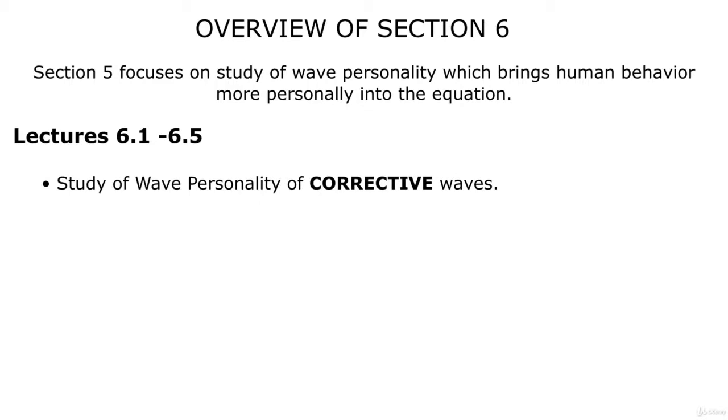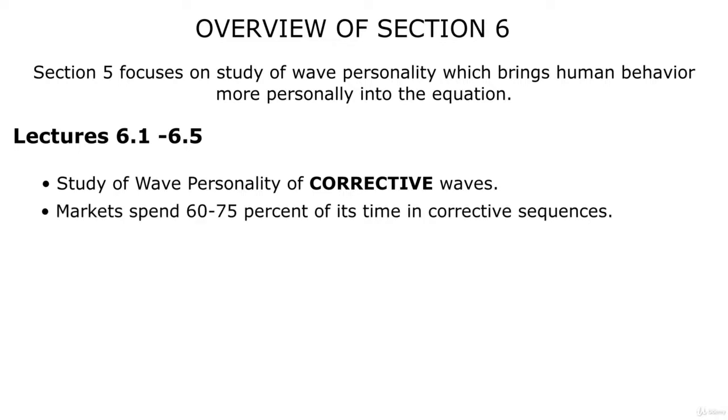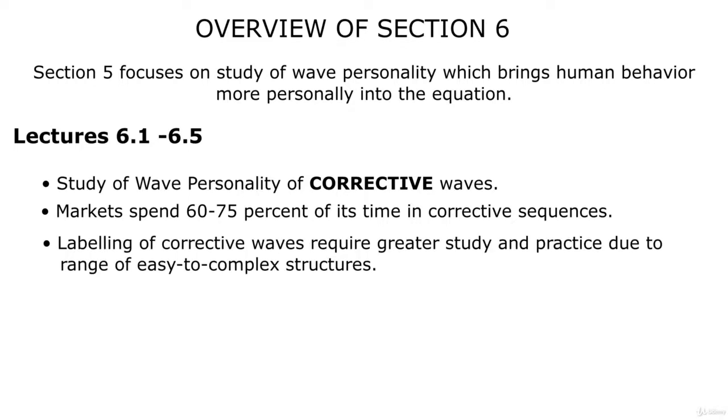In the first 5 lectures of this section, you will study wave personality of the corrective waves within a complete Elliott wave cycle. This includes wave 2 and wave 4 in a 5-wave sequence and waves A, B and C in an ABC sequence. Elliott believed that any freely traded instrument spends 60 to 75% of its time correcting the impulse waves, and it is also a fact that labeling of corrections is much more difficult to master and requires greater study and practice. That is why I have decided to offer the complete knowledge on corrective waves first.